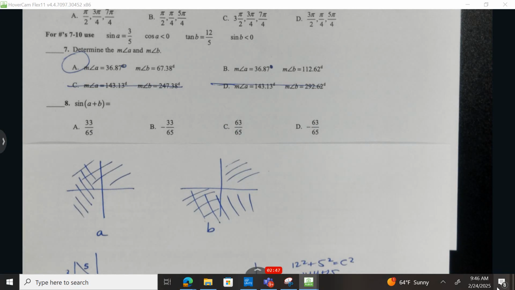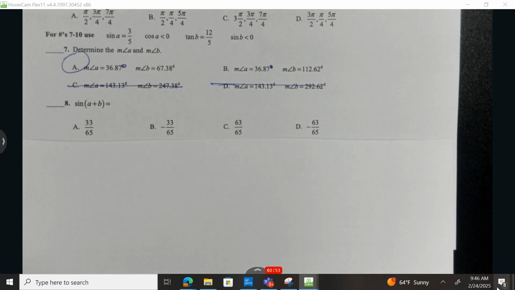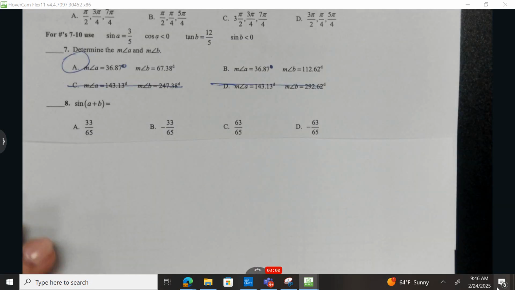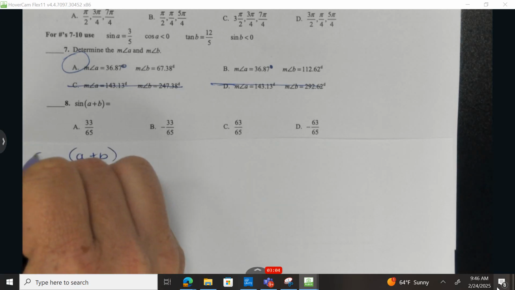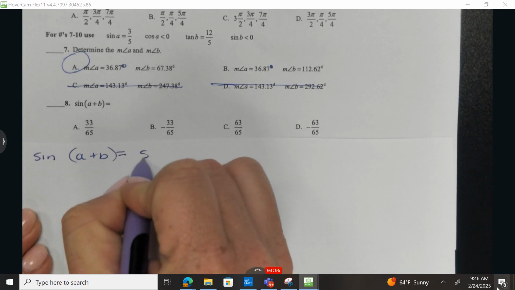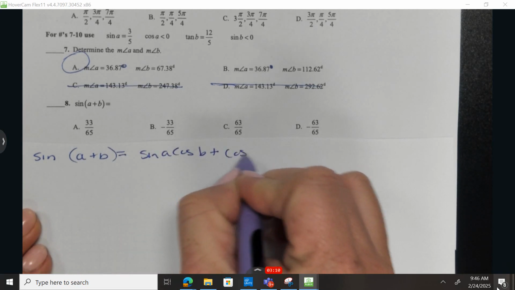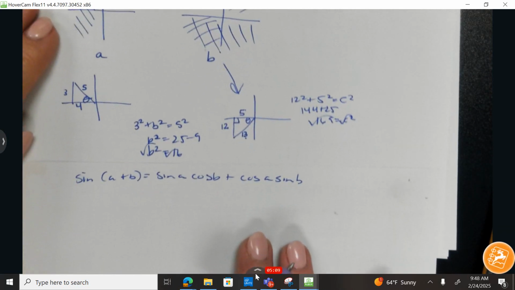Now, I'm going to take another piece of paper here, flip it over, and we want to figure out what is A plus B. So let's go back and let's use this, A plus B. So I'm going to write this down. Now, I'm going to start by saying, okay, A plus B is equal to sine A cosine B plus cosine A sine B. These triangles we just created are really going to help us.